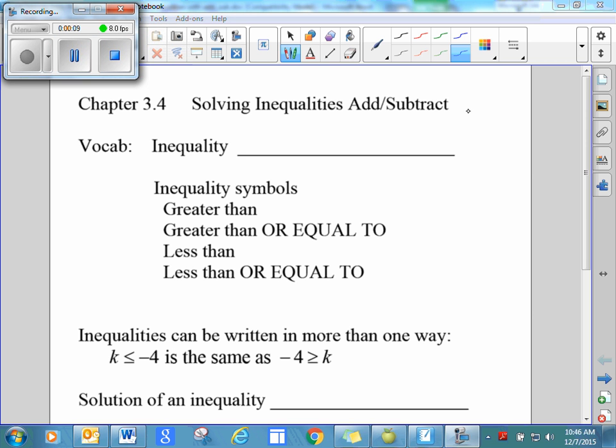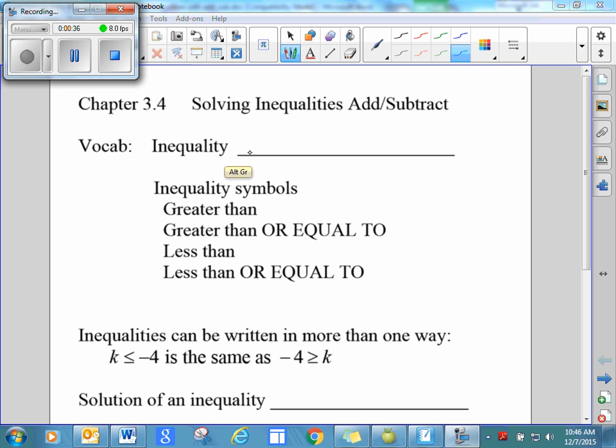If you need to pause, if you don't have your book in front of you, would you pause the video and go get it? Because we're going to use the book as well as these notes as we go through. And I need you to have it open to page 140. That's where 3.4 starts. We're talking about inequalities, and I don't know how much y'all know about inequalities, but we're going to be solving inequalities just like we did equations.